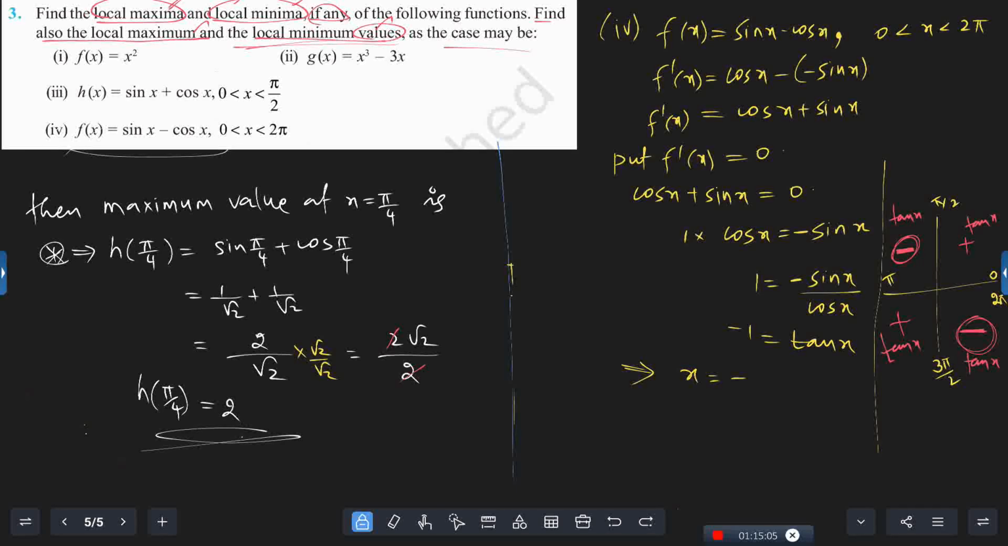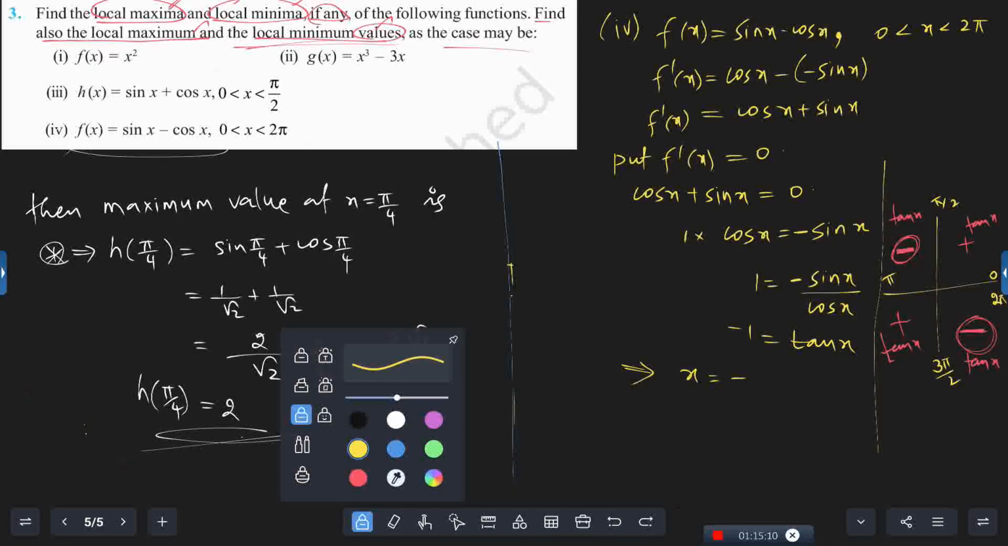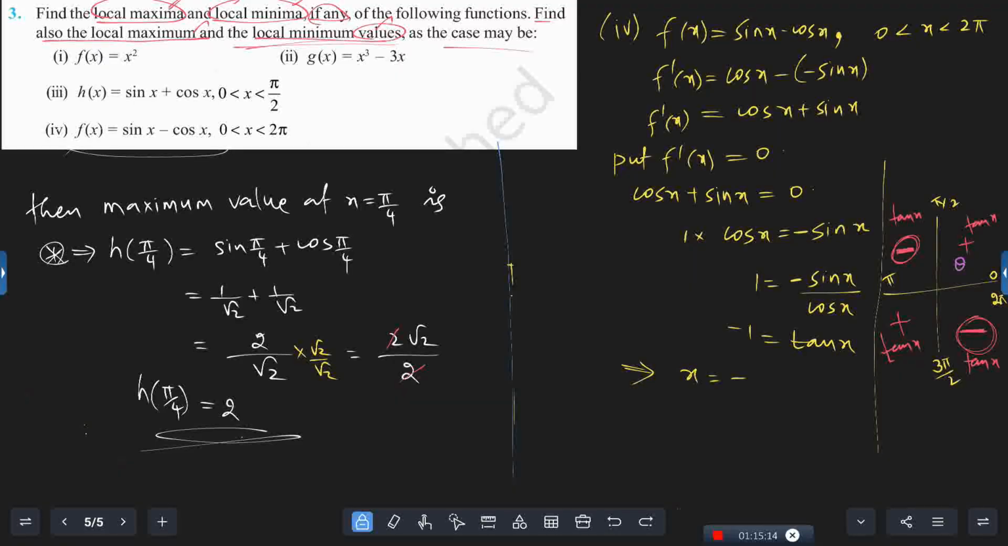Here, generally, listen, one more time. In the first quadrant they will say theta, in the second quadrant pi minus theta, in the third quadrant pi plus theta, and in the fourth quadrant 2 pi minus theta. Or else 3 pi by 2 plus theta also they can say, which is easier, that I am giving.